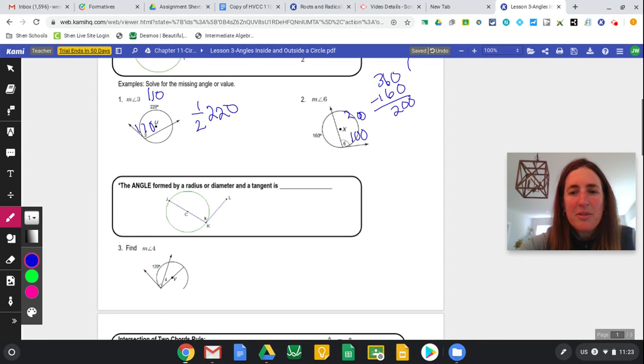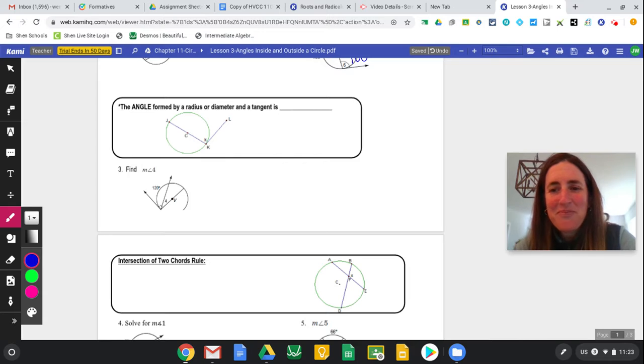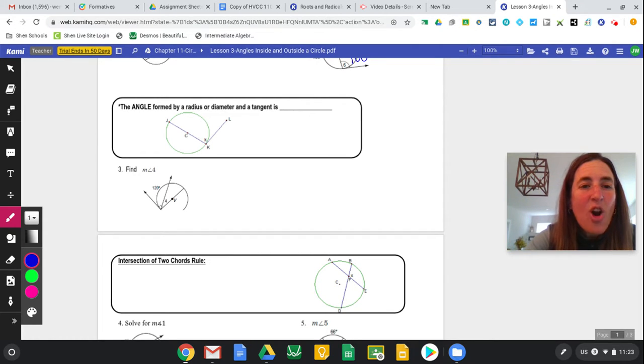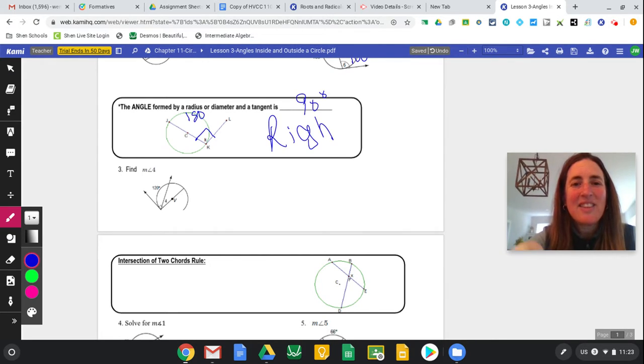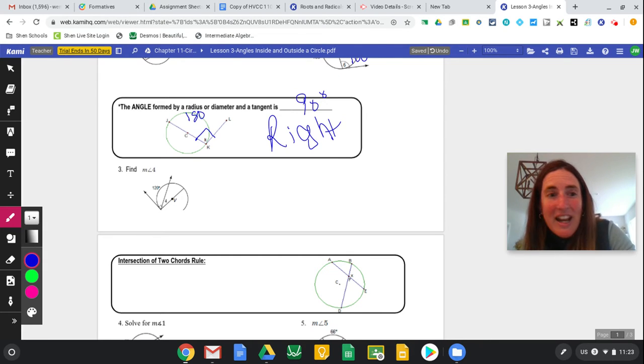Okay, so it says the angle formed by a radius or a diameter and a tangent is, guess what, folks? How much is half a circle? Half a circle is 180. That means if this arc up here is 180, that angle that is formed by the tangent and the diameter has to be 90 degrees, or it's right. I'm so excited. It's a right angle.